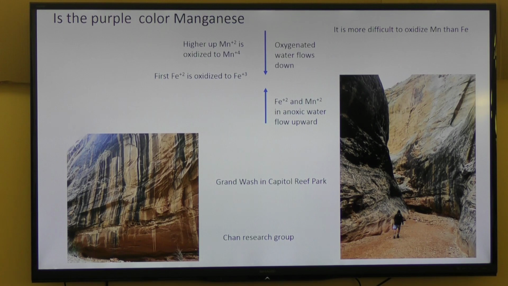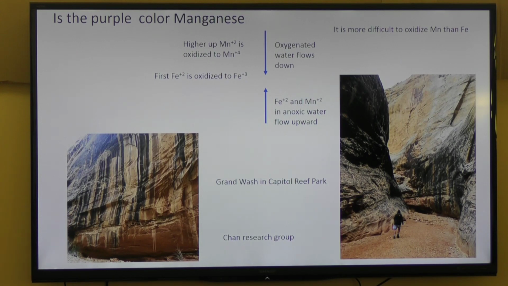Okay, remember there was a purple color at the top of that bed of the Chugwater. So why is it purple? And there I came across two possibilities. So I was first thinking it could be manganese, because manganese has some purple compounds that I saw in the lab. I didn't know that was relevant to geology.